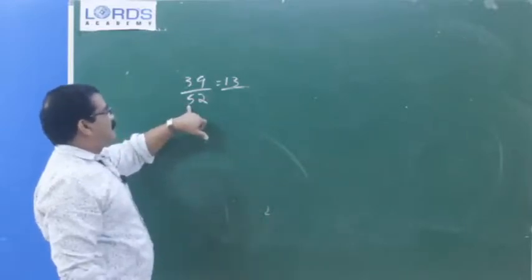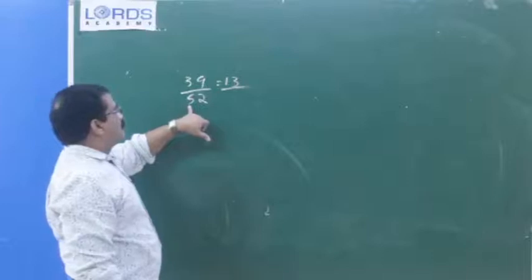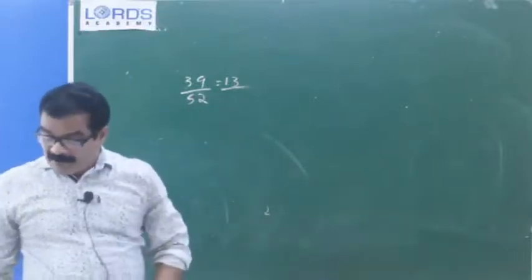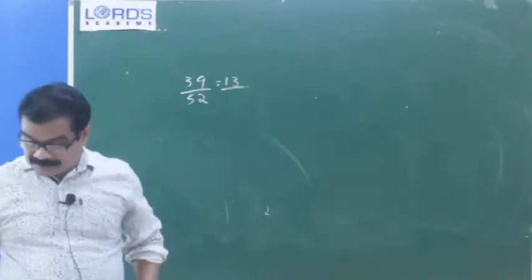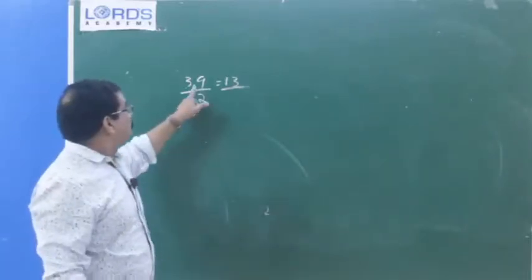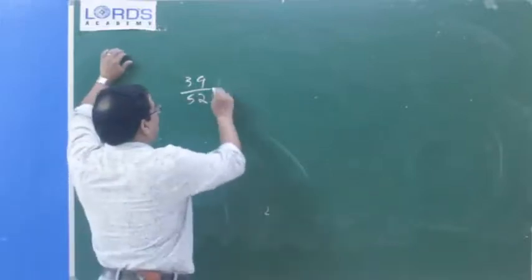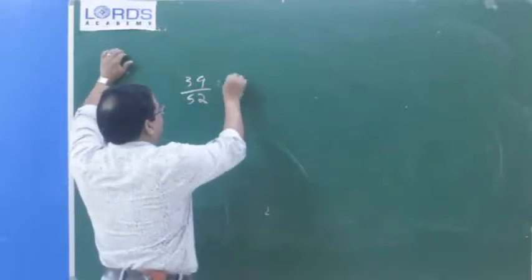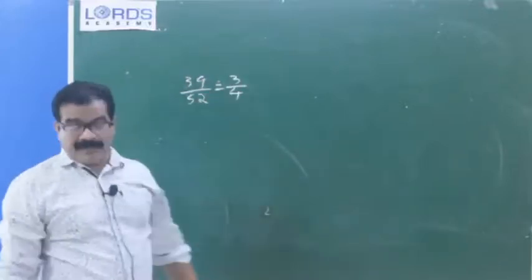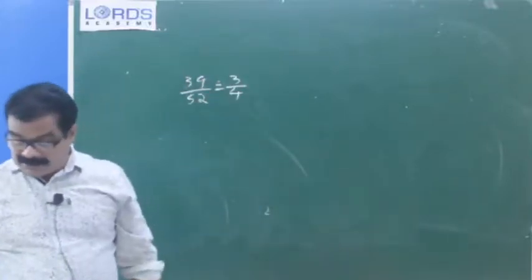Find out this one. What will be the answer? 3 by 13, and here you can take 13 common. So it is 3 by 4, that is equal to 3 by 4. You can take 3 by 4.